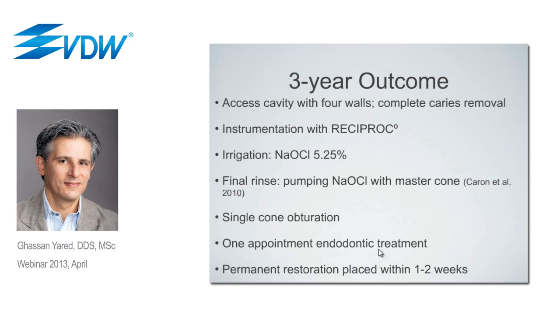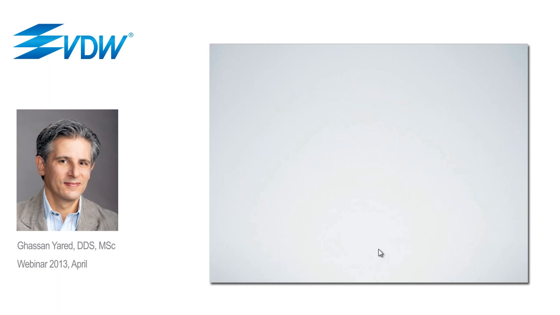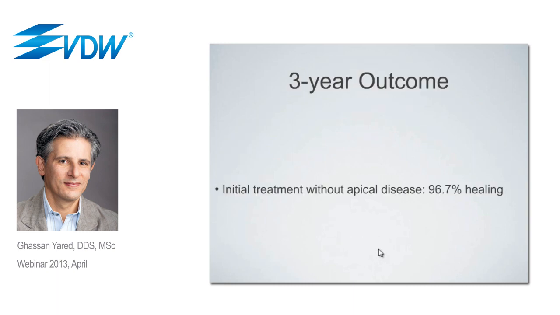And then I did a single cone obturation, and all of the treatments that were evaluated here were done in one visit. And we made sure that the permanent restoration was placed within 1 to 2 weeks from the day when the root canal treatment was completed. We made sure of this by contacting the dentist and the patient. And the results were quite interesting.